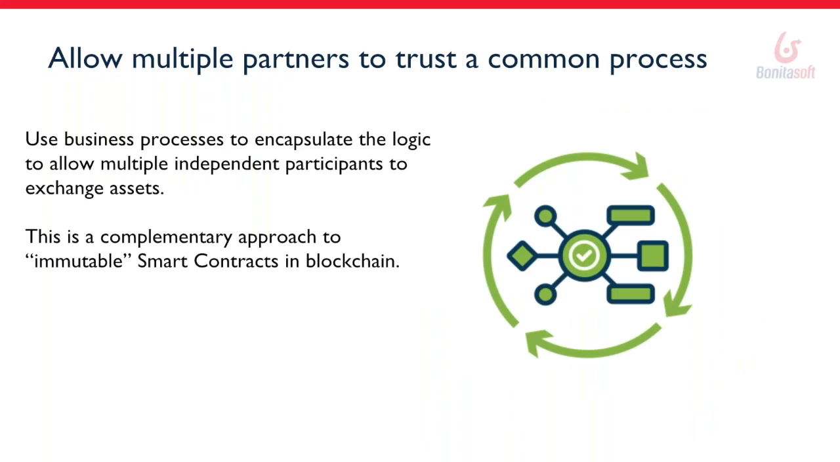First, allow multiple partners to trust a common process. Basically, using a BPM platform, the process will encapsulate the business logic that allows multiple participants to exchange assets, and that will also orchestrate the actions that need to happen on the blockchain to basically move those assets. And also those processes can be used with the notion of smart contract to basically enhance the business application built using the BPM platform and blockchain network.